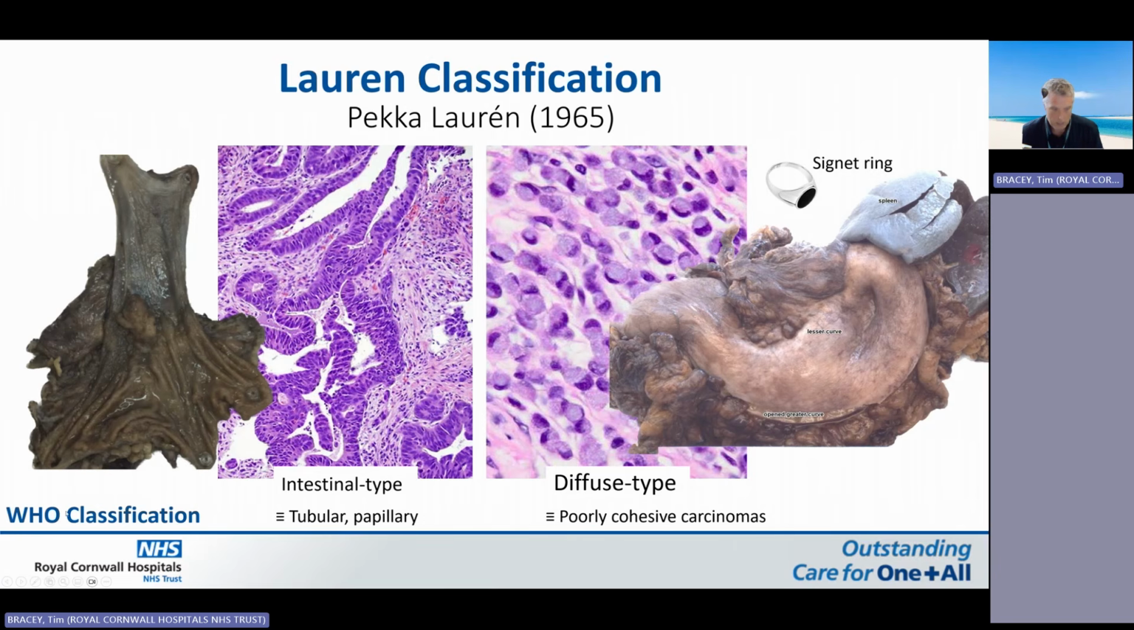And the WHO classification later on changed intestinal type to different morphological types like tubular and papillary adenocarcinoma, and the diffuse type called poorly cohesive carcinoma. The reason for this is that not all diffuse type adenocarcinomas are made up of signet ring cells. Sometimes the cells almost look fibroblast-like, or don't have classical signet ring cell morphology. They can look, for example, plasmacytoid or a bit like lobular carcinoma.